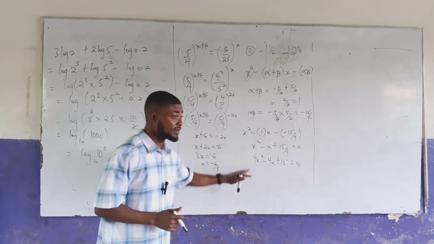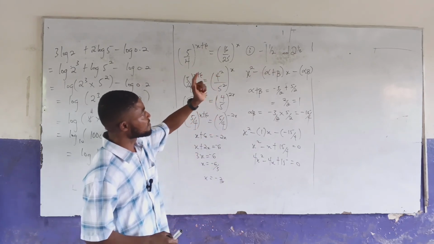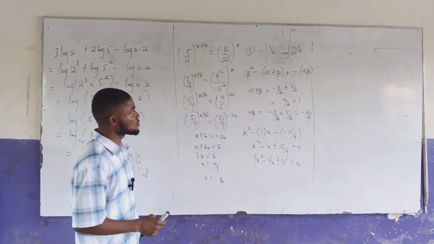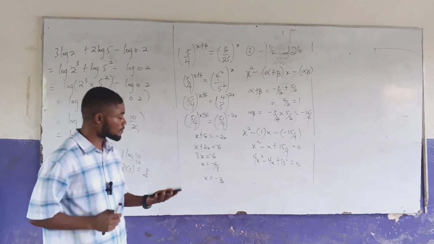So this is the quadratic equation with the roots as minus 1 and 1 over 2, and 2 and 1 over 2.